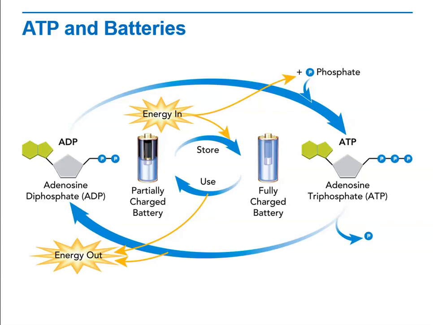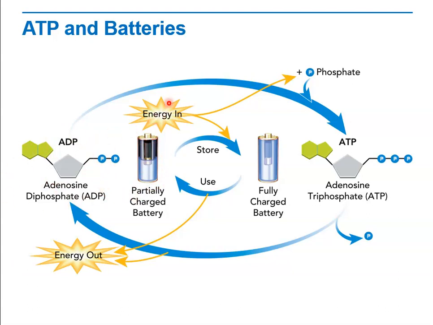ATP can easily release and store energy by breaking and reforming bonds between phosphate groups. This fact makes it very useful as a basic energy source for all cells. Here we see ADP. Remember, ADP is like a partially charged battery.